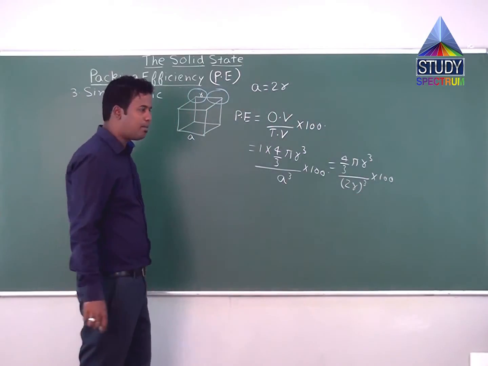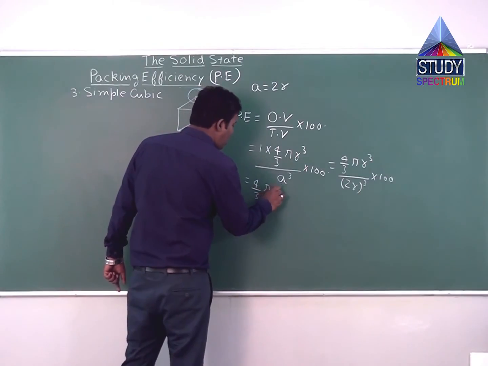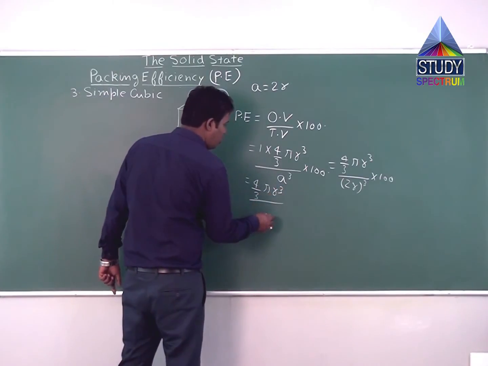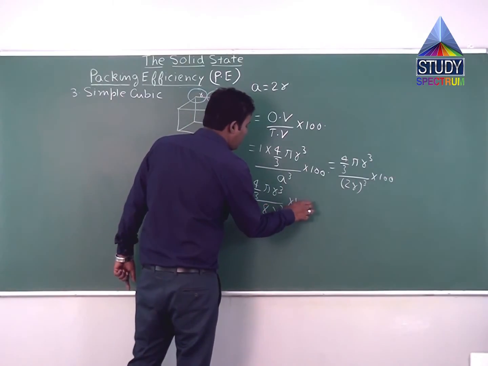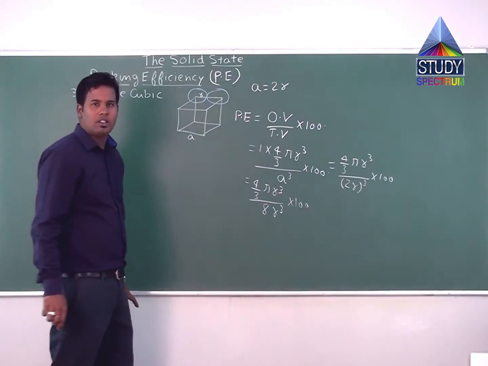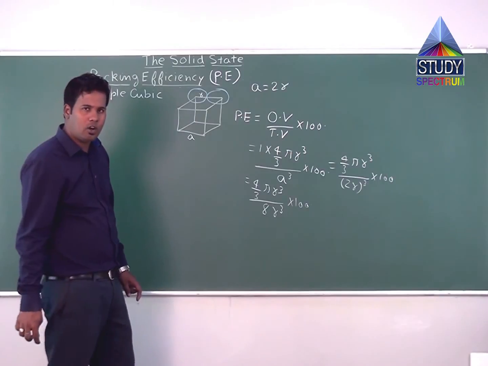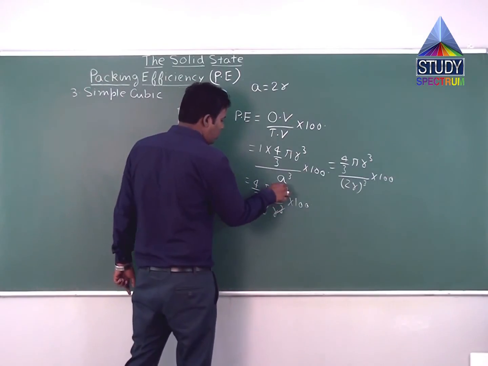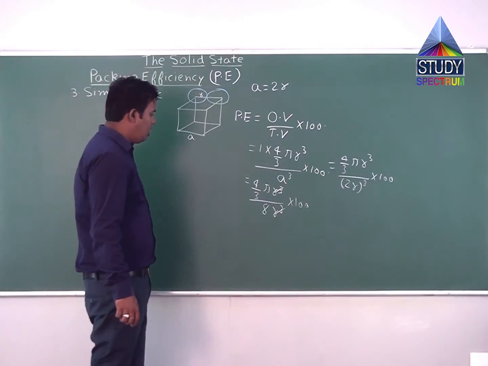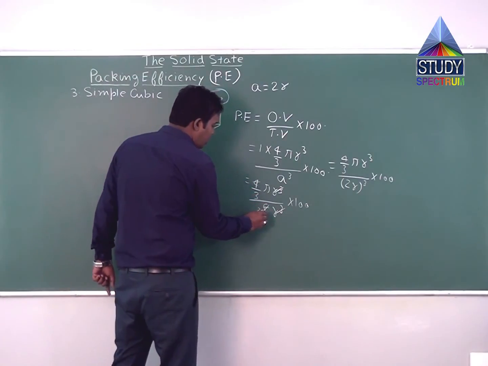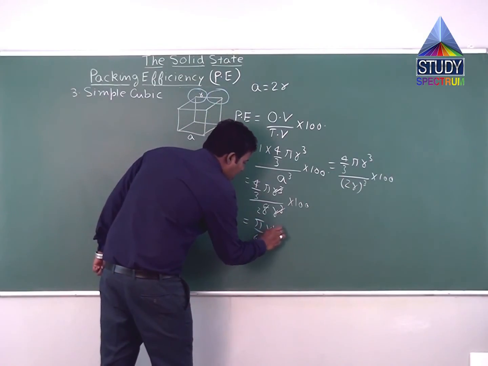Correct? If I expand the denominator, it becomes 4/3 pi r cube divided by cube of 2, which is 8, and cube of r is simply r cube, into 100. Now finally we have the same variables in numerator and denominator, r cube in numerator and r cube in denominator also. We can cancel out r cube and r cube, so we are finally left with numbers. Now 4 into 2 is 8, so it becomes pi by 6 into 100.